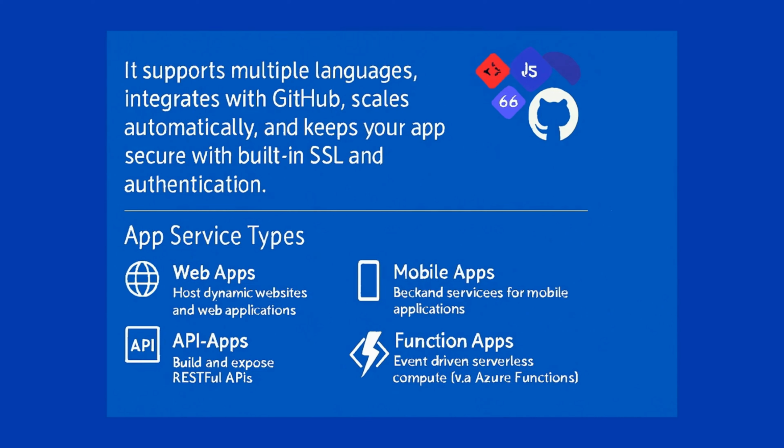The different types of app services are web apps, API apps, mobile apps, and function apps. Web apps host dynamic websites and web applications. When it comes to API apps, you build and expose RESTful APIs. For mobile apps, they provide backend services for mobile applications. And for function apps, event-driven serverless compute via Azure Functions, secured with built-in SSL and authentication.